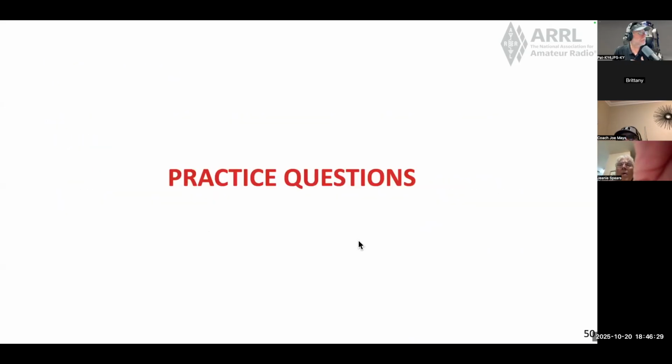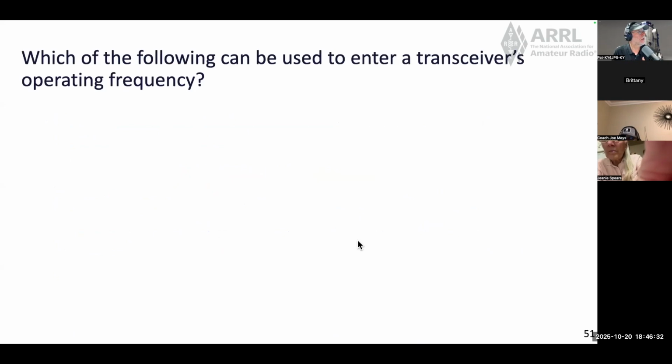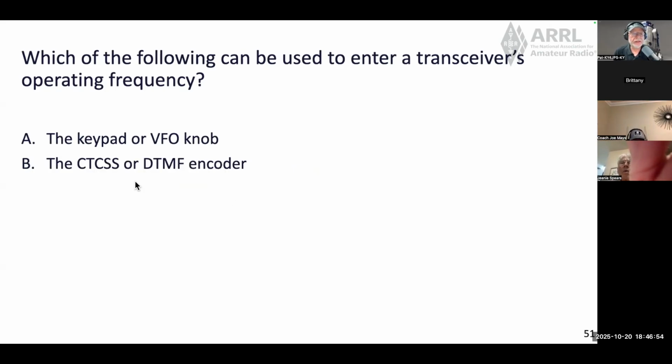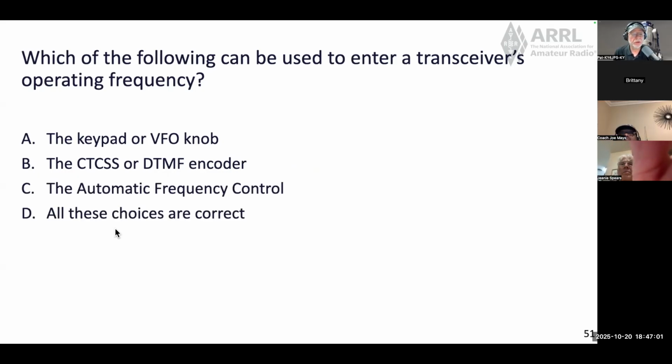All right, we're ready for some practice questions. All right, which of the following has been used to enter a transceiver's operating frequency? Now, think about what you would use on a radio to change the frequency or to enter a frequency. Would it be the keypad or the VFO knob, the CTCSS or the DTMF encoder, automatic frequency control, or D, all of these choices are correct.